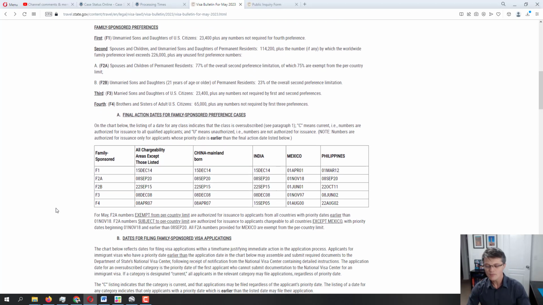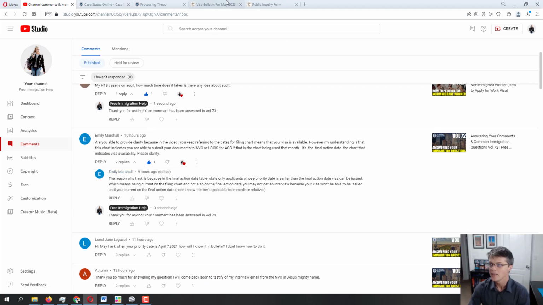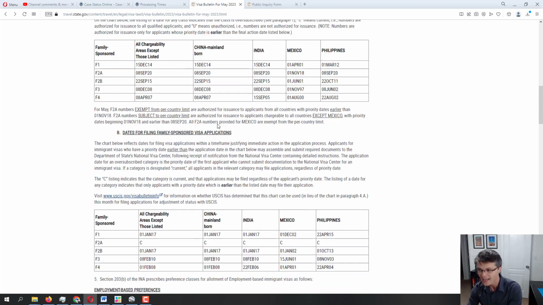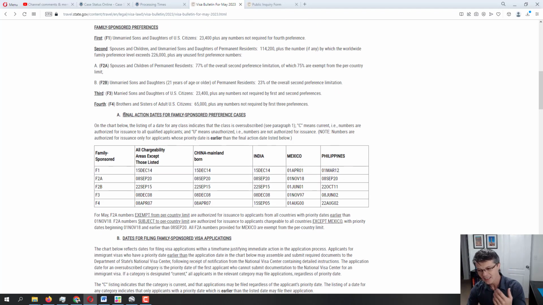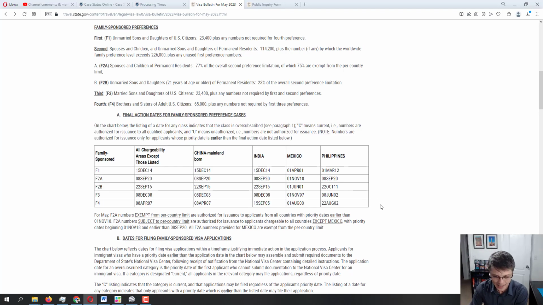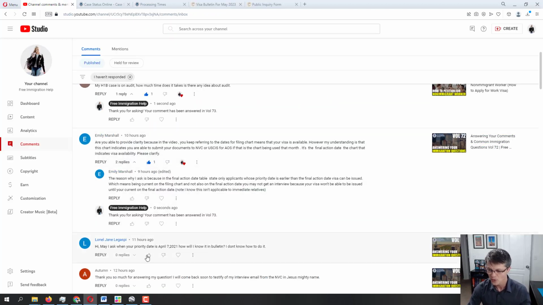But again, like I was explaining in the previous comment to Emily, if you know your priority date, and you are not documentarily qualified yet, you're looking at the graph B. If you are already documentarily qualified, technically you should be looking at the graph A, but because it hasn't been updated for a while now, it's a little bit easier to make the estimates from the graph B. So hopefully I was able to explain that, Lionel.